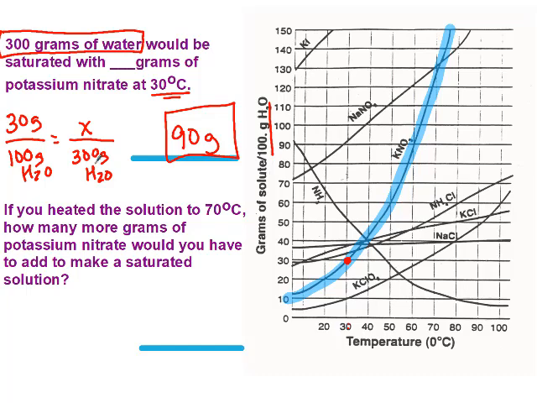So you can solve that a couple of ways. You can divide those and then multiply by 300. You can multiply those and then divide by 100. Or you can see that it was a 3 times increase in water, so we should have a 3 times increase in salt.